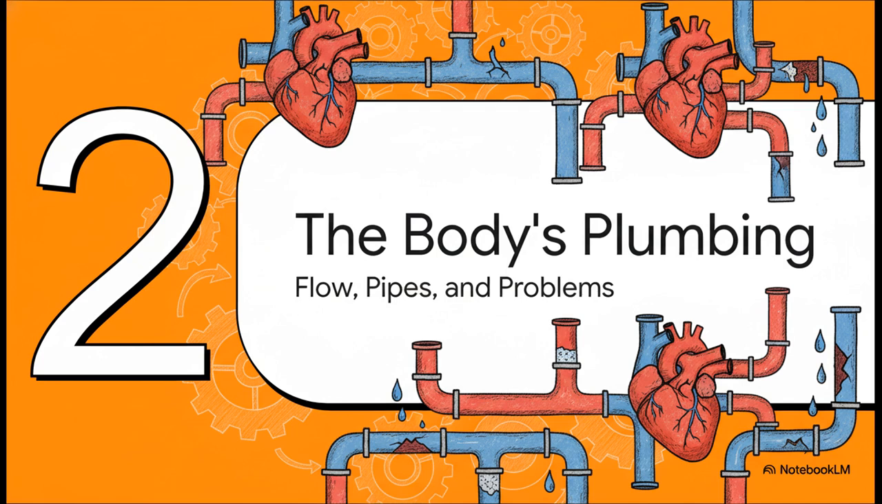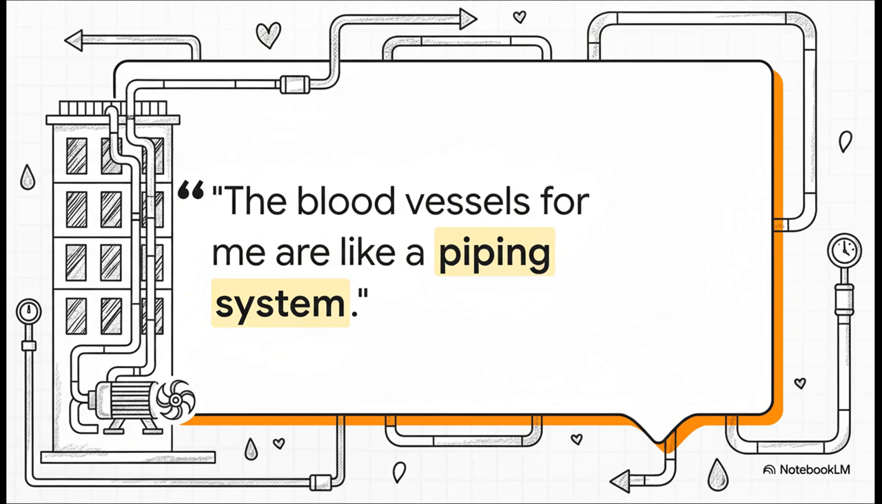Okay, so if the heart is a pump, then it stands to reason that the massive network of our arteries and veins, well, that's the plumbing. And just like the plumbing in any house, sometimes things can go wrong. And this quote from our source material hits the nail on the head. It's such a powerful and simple analogy.